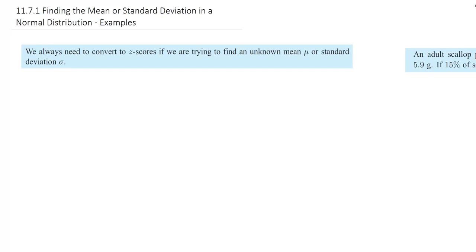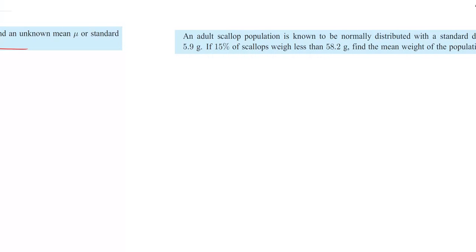Hello everybody. Today in this final lesson we're going to look at some of the hardest questions we can have on the normal distribution, and that is what to do when we're asked to find the mean or standard deviation and we're given other information. The default thing to remember when this happens is you need to convert things to z-scores. That is going to be our way when we have an unknown mean or standard deviation. Let's get straight into some questions.